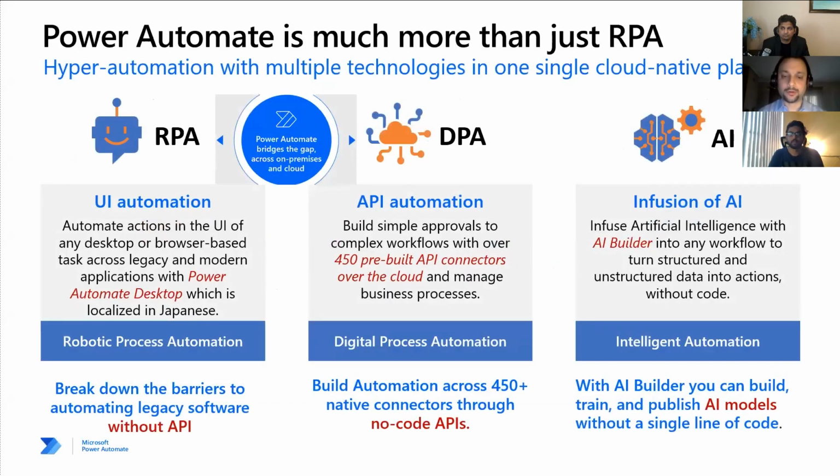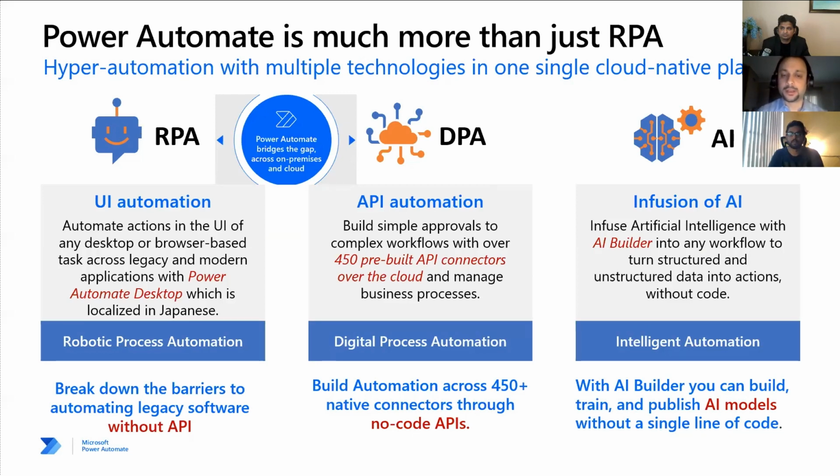And this is about Power Automate itself. So we have to say here that Power Automate is much more than just an RPA. We mentioned before the components: RPA, which is Power Automate Desktop. This is mainly for the legacy applications which you cannot automate through APIs. Then the API automation, we call it digital process automation, or DPA.